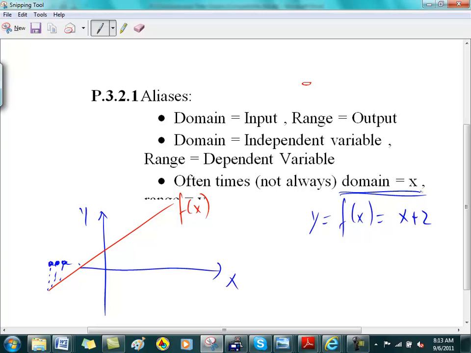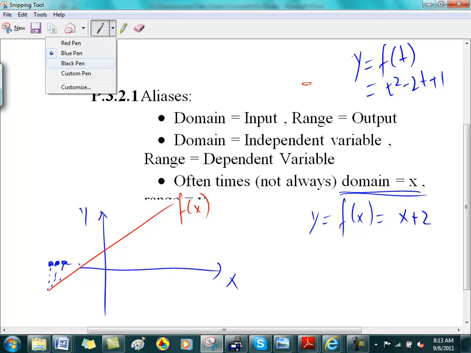It doesn't always have to be the x variable, because in calculus we will see many functions that look like this. Instead of x, it will be t. In other words, it will be what's called the independent variable, which is always the horizontal axis. Okay? And then the range will be the y variable. So, for example, it will be this value.